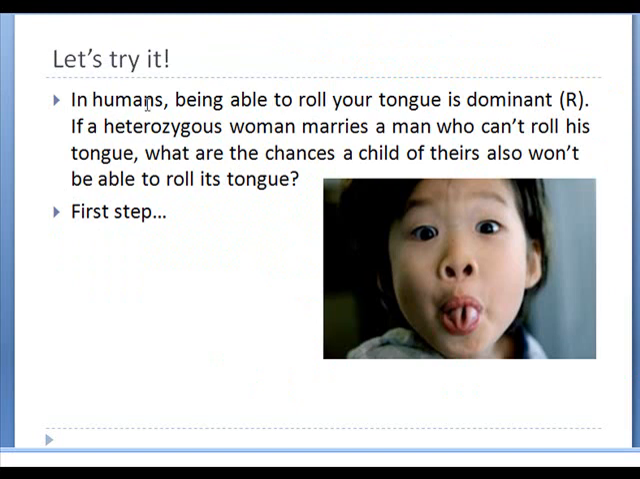So let's try it in humans. Being able to roll your tongue is a dominant characteristic. So if a heterozygous woman marries a man who cannot roll his tongue, what are the chances that a child of theirs won't be able to roll its tongue?